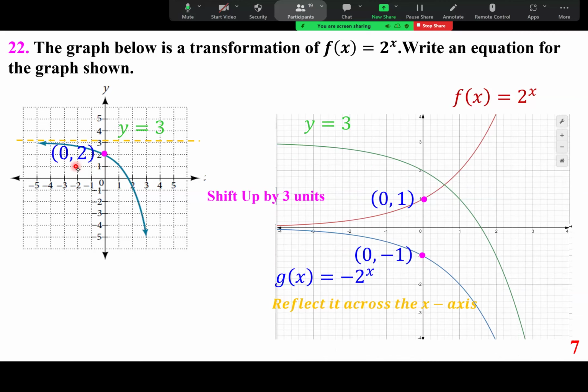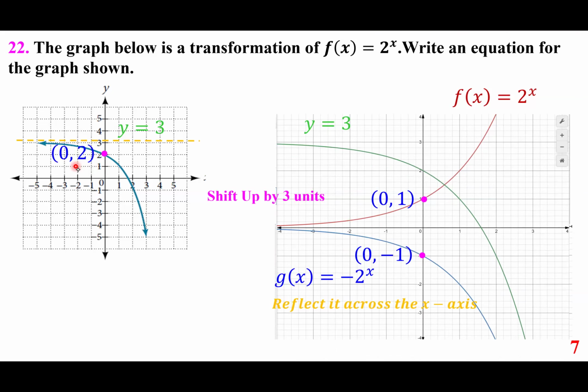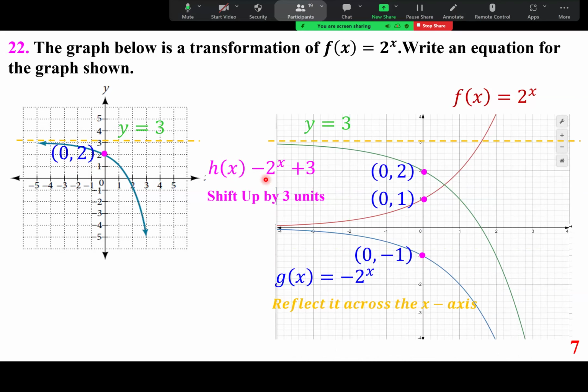So now this one has the horizontal asymptote of y equals 3, and the y-intercept of (0, 2). And the formula is h of x equals -2 to the power of x plus 3.